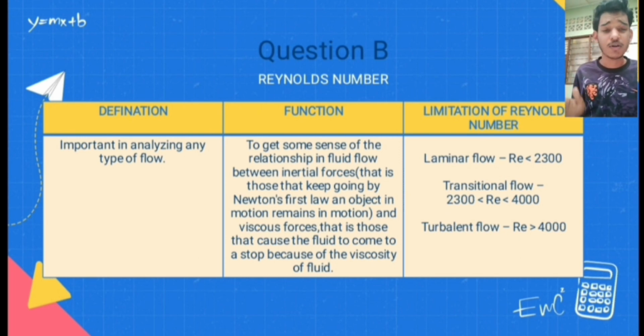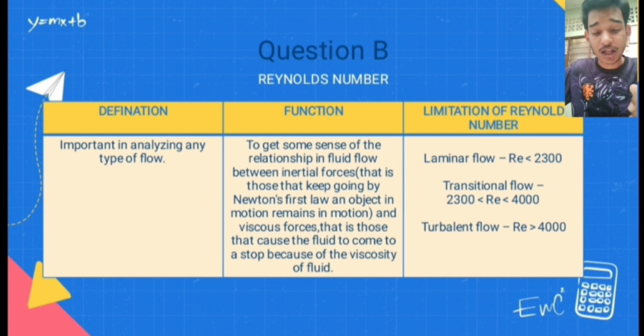So what is Reynolds number? Reynolds number is important in analyzing any type of flow. So the function of Reynolds number is to get some sense of the relationship in fluid flow between inertial forces, that is those that keep going by Newton's first law, an object in motion remains in motion, and viscous forces, that is those that cause the fluid to come to a stop because of the viscosity of the fluid.